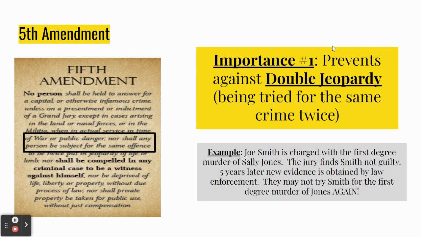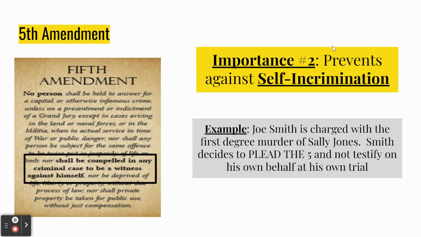However, it does work in favor of the accused. Let's say he was found guilty and 5 years later evidence appears that exonerates him. They could have a new trial and he could be declared not guilty. But if you are declared not guilty in your initial trial, you can't be retried again. The second thing that it protects against is self-incrimination.